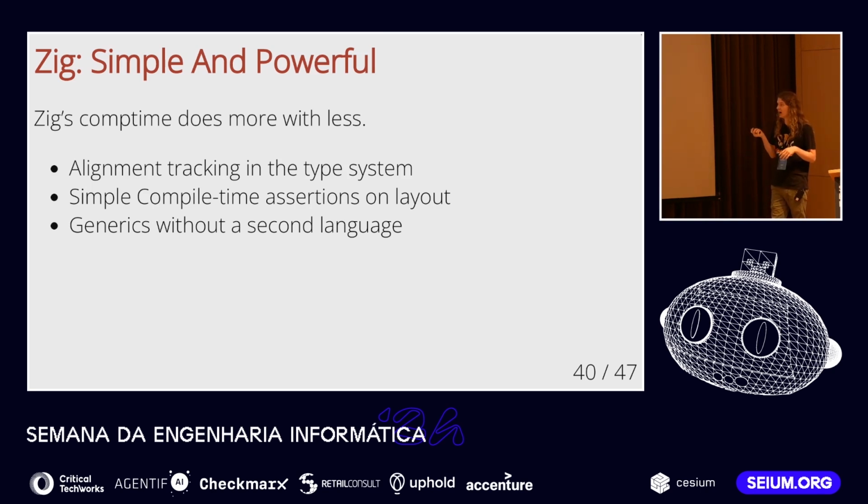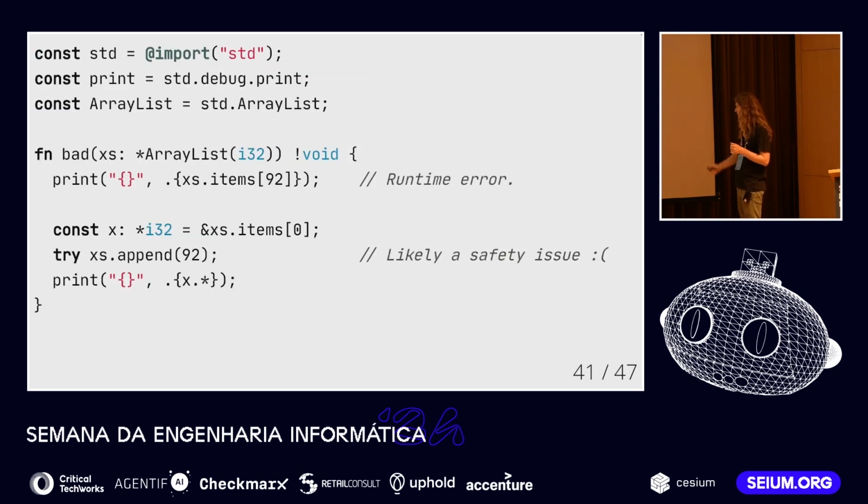For example, Zeek tracks alignment of pointers, which Rust doesn't, which again, if you are doing systems programming, is something you probably care about quite a bit. So let's go back to our benchmark simple example and see how Zeek fares.